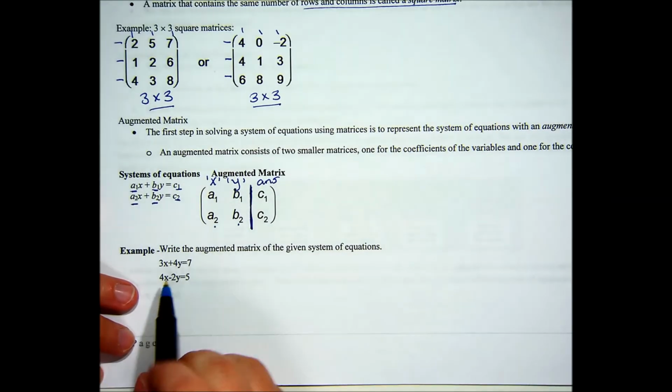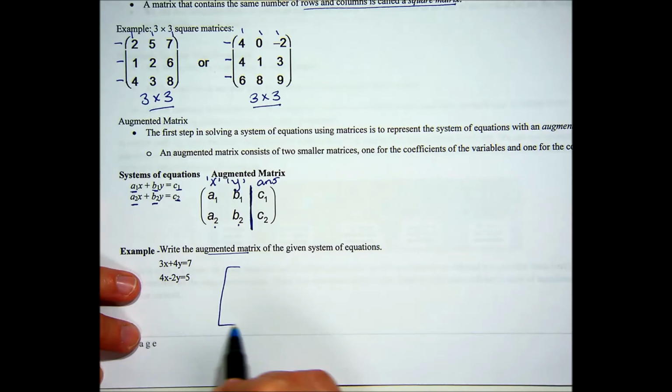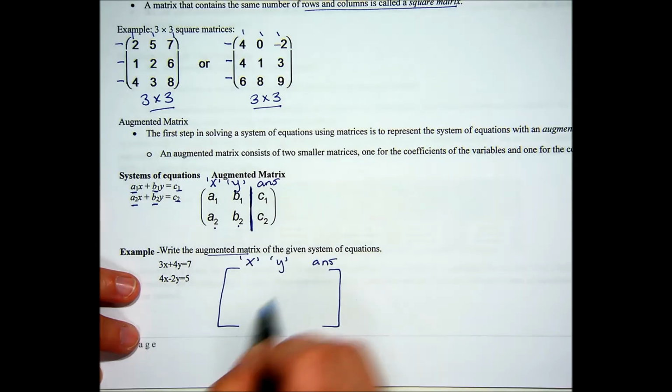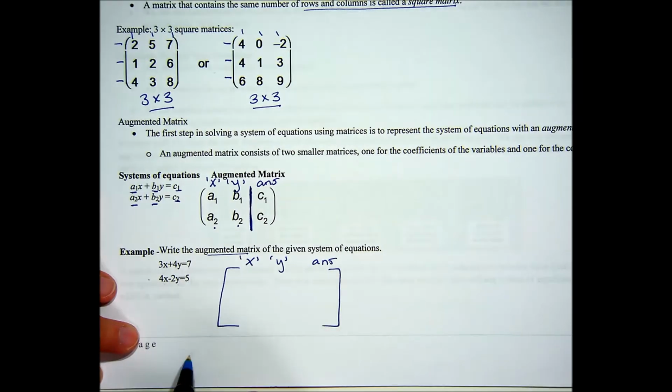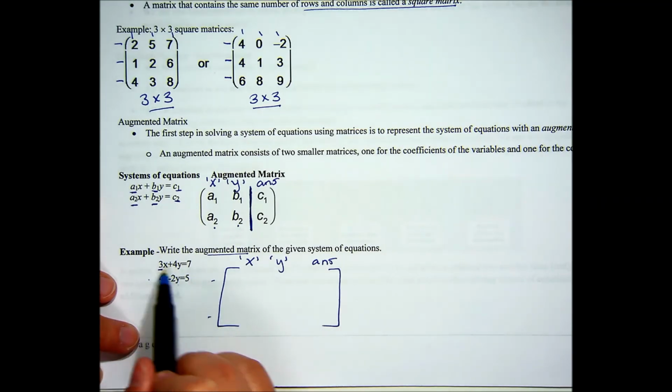For this example, we want to write the augmented matrix of the given system of equations. I have one variable, two variables, and answers. That means that I'm going to have 1, 2, 3 columns, my x, my y, and my answer. I have 2 equations, therefore I'm going to have 2 rows. In my first row, I'm going to have a 3, a 4, and a 7. In my second, I'll have a 4, a -2, and a 5.